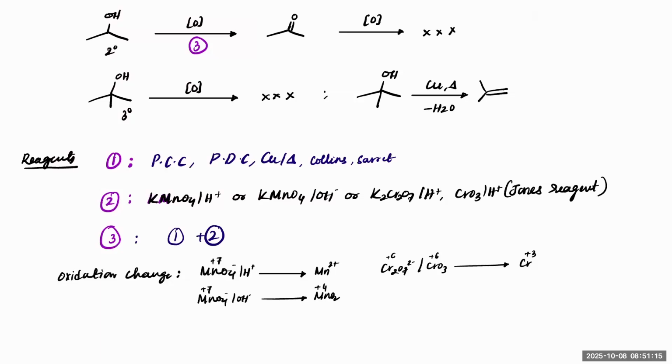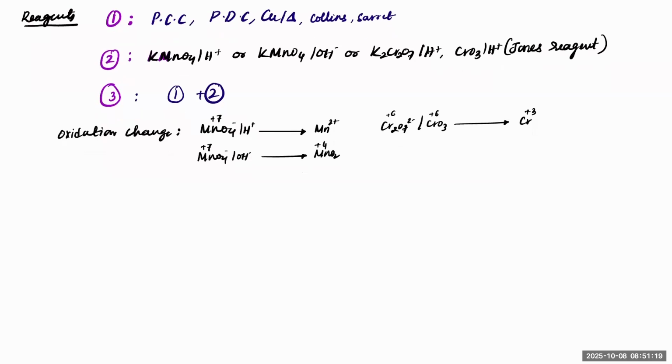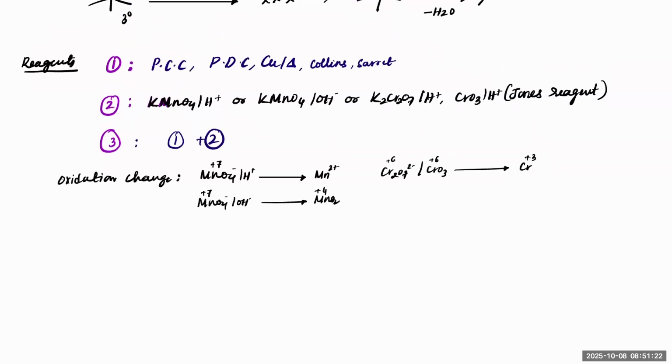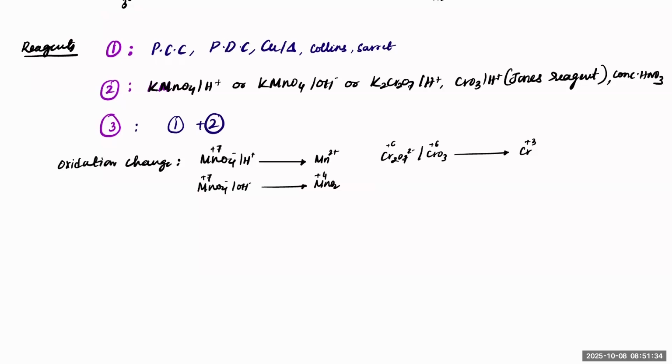Another thing we can add here is, especially for 1 degree, if you have 1 degree to get these cases, you can also have concentrated HNO3. And the other product is if you have a 1 degree alcohol with X2 and NaOH, this can convert into aldehydes.